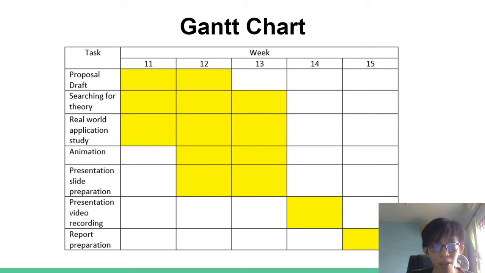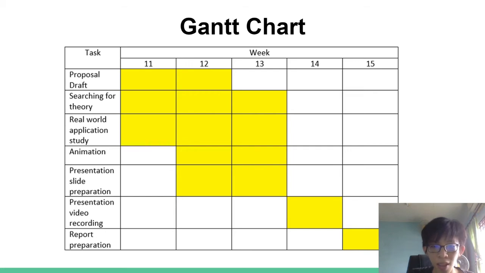So in week 11, we will draft the proposal and also in week 12. So we basically use 2 weeks to draft the proposal. Between these 2 weeks, I will search for the theory part. This involves 3 weeks, and my friend Josh will search for the real world application and study using 3 weeks.